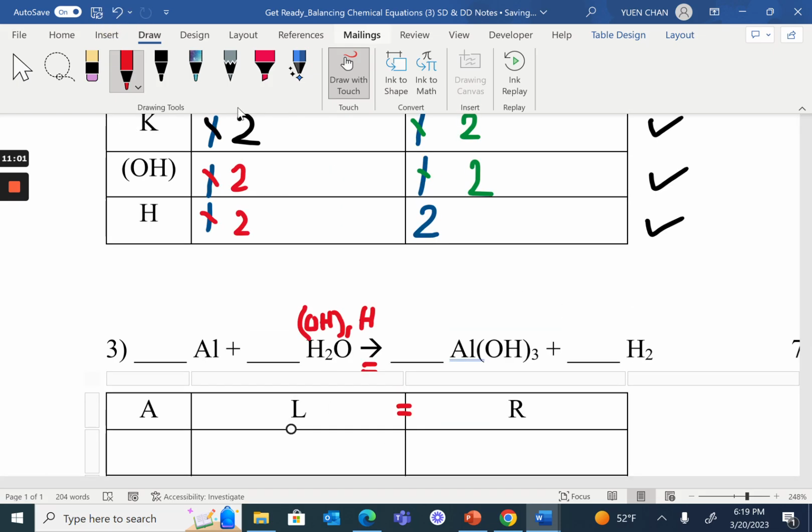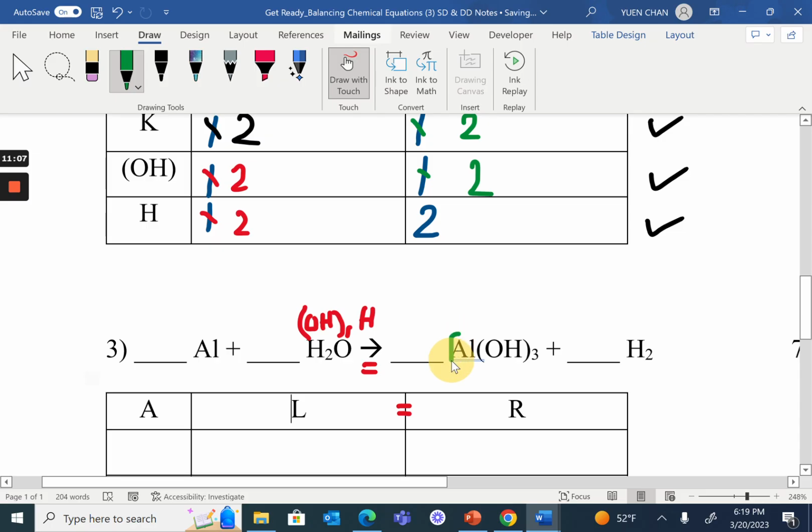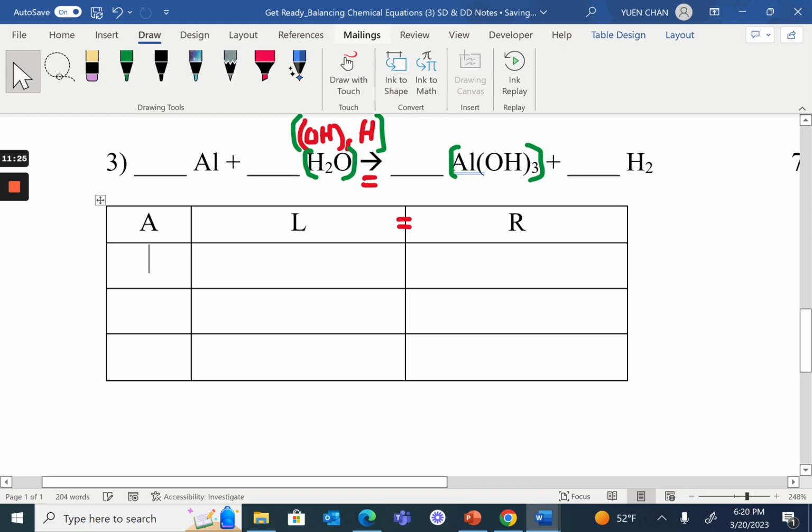Okay, and then I also want to put a bracket around the compound. So I have Al(OH)3 in a bracket. This one, H2O, even though I split it, is also a compound, so I put a bracket. And the Al(OH)3 already has the 3, so I'm good. I don't need to put parentheses and the number because it's already there. So right now on my table, I get Al, parentheses OH, and then the H.